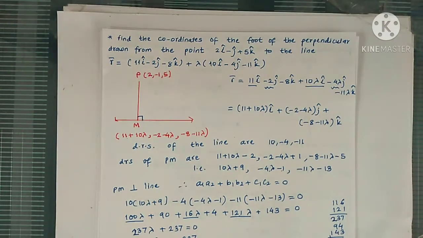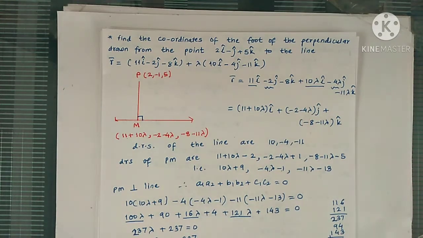So I have written half part of the solution here. Find the coordinates of the foot of the perpendicular drawn from the point 2 i cap minus j cap plus 5 k cap to the line r bar equal to 11 i cap minus 2 j cap minus 8 k cap plus lambda into (10 i cap minus 4 j cap minus 11 k cap).